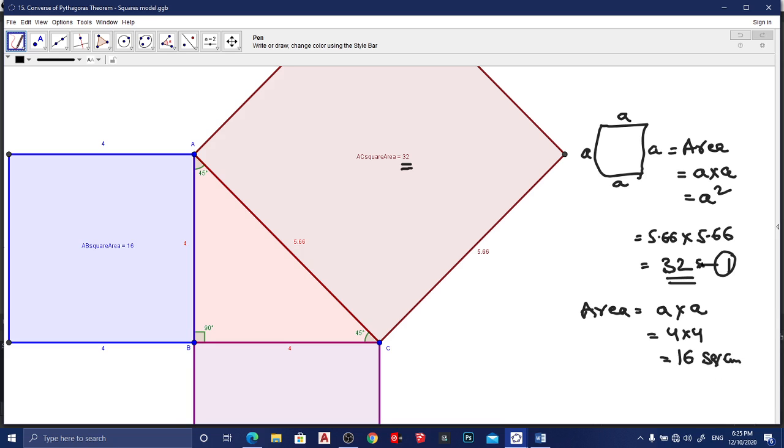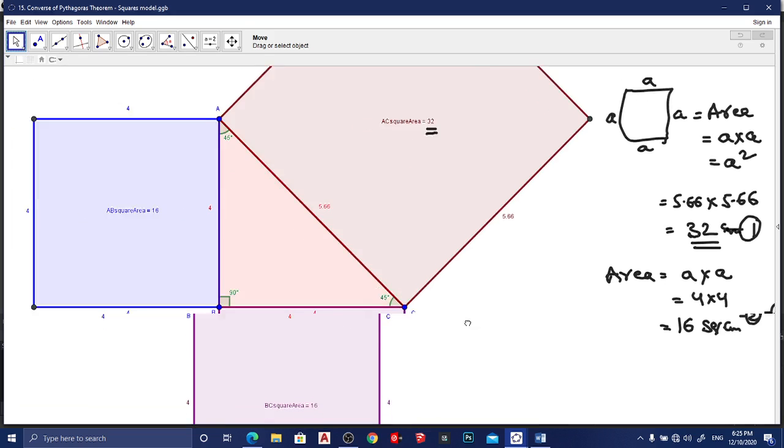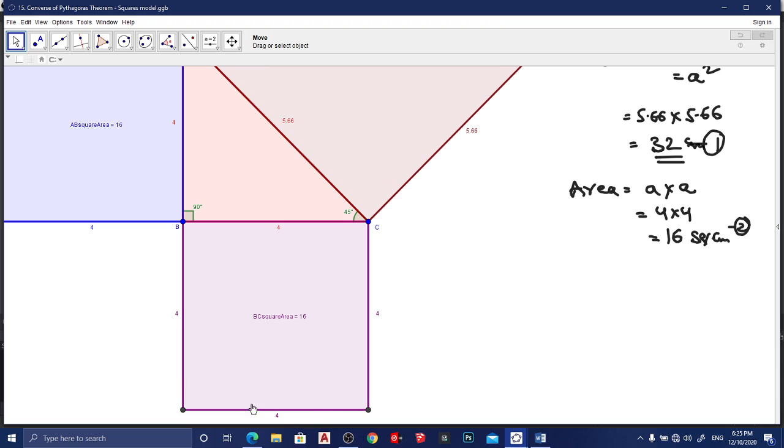This is 32 square centimeters. So keep it like that. This is over. Now take this side. What is this side? This also has a side of 4 centimeters. We are constructing a square on this side also, which has the same length as the base side. So this also has the same area, A into A, which is 4 into 4, 16 square centimeters.